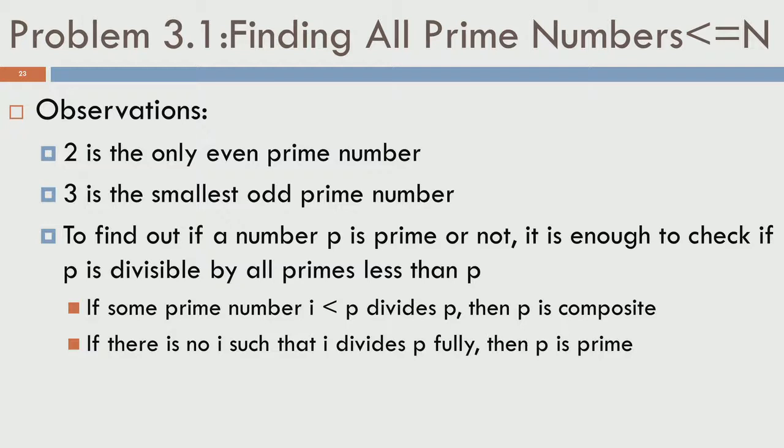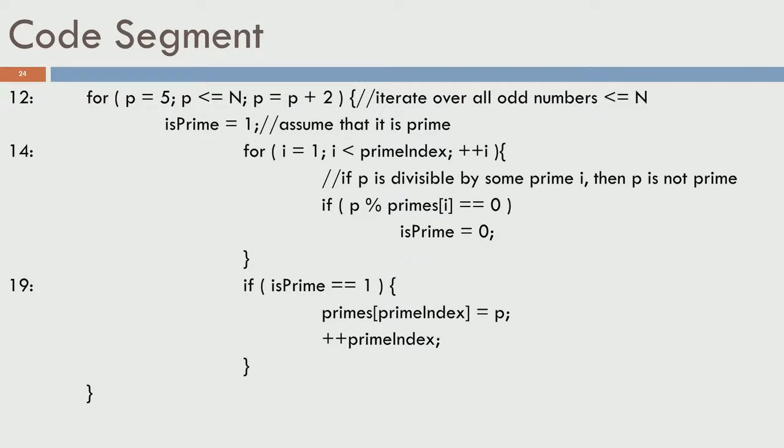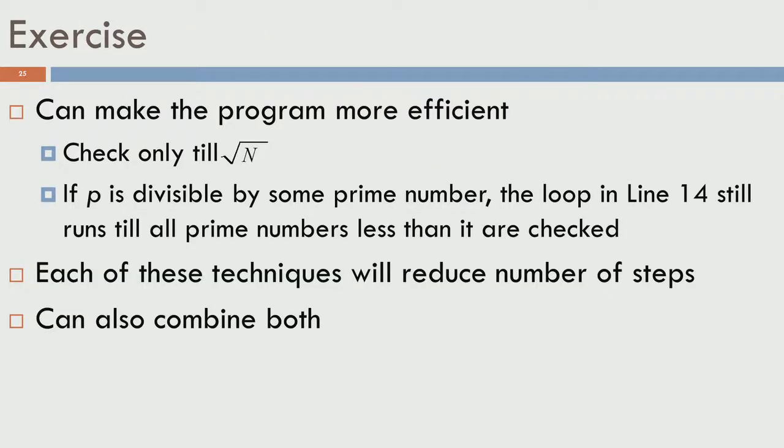Right. So, we wrote a small program which printed all the prime numbers less than or equal to n. So, at line number 12 we had this outermost loop running which is iterating over all the odd numbers. At line number 14 we had this primality check and line number 19 goes and verifies our initial assumption whether it is actually prime or not. So, there are a lot of things that you can do to this program. You can make this program more efficient.